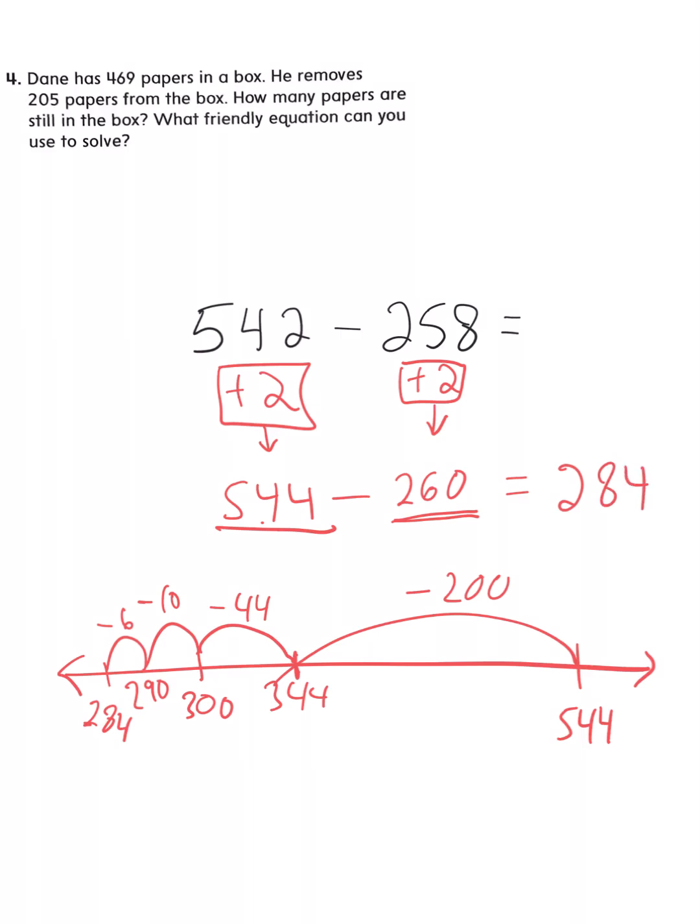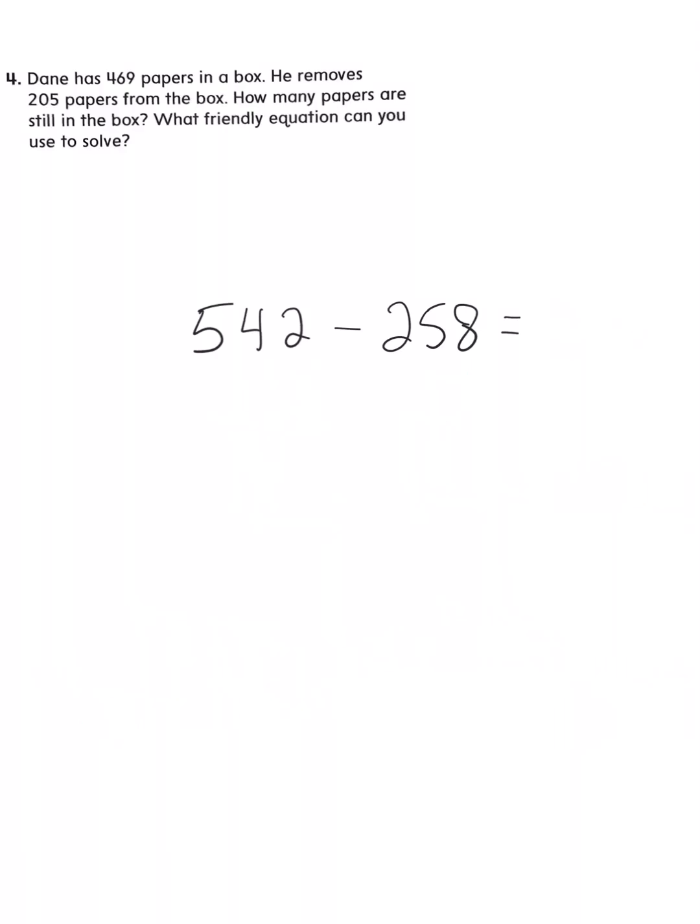So that equation that I just solved should have the same answer as the original equation because all we did was adjust both numbers in the same direction by the same amount. Now let's say instead I decide I want to adjust the 542 down by 2. Totally fine to do that as well. That gets me to 540, as long as I do the same thing to the second number. Little arrow, little arrow. So my new equation now is 540 minus 256.